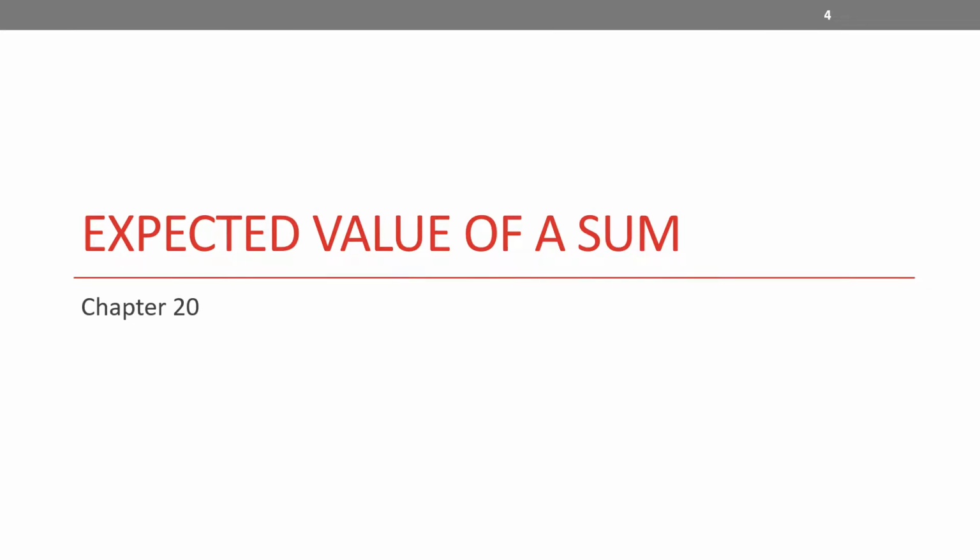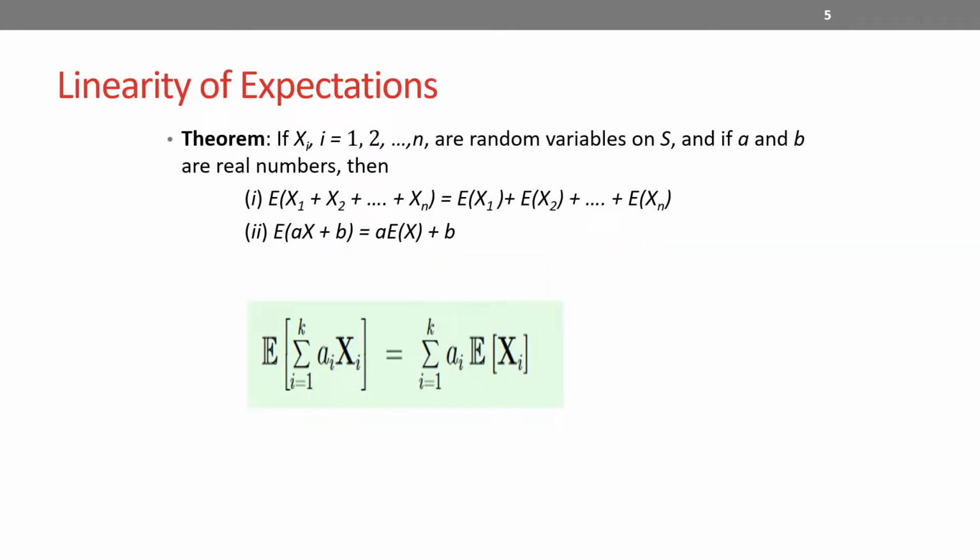Hi, this is video 1 on chapter 20 and 21 combined. In this video, we're looking at expected value of a sum. We are essentially interested in looking at finite sum of random variables, right? So until now, we've been looking at the expectation of a given random variable, but now we are interested in the sum of that. And that is known as the linearity of expectations.